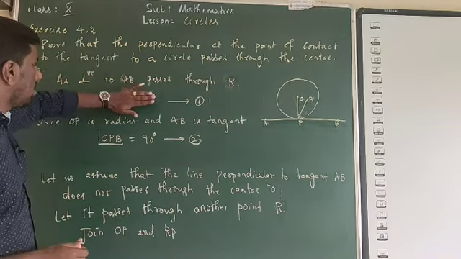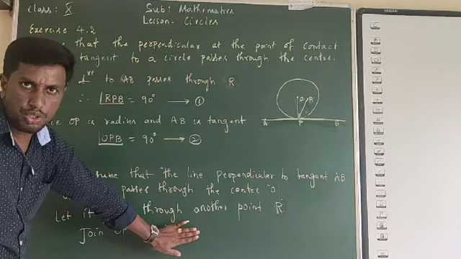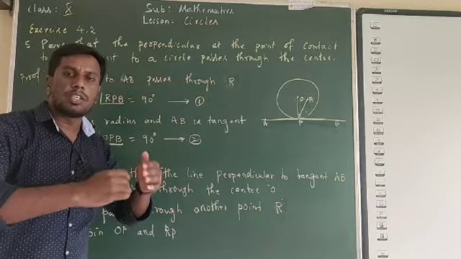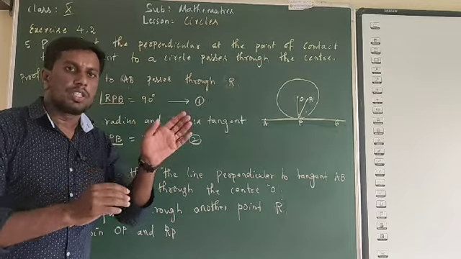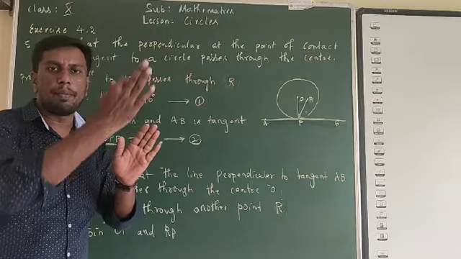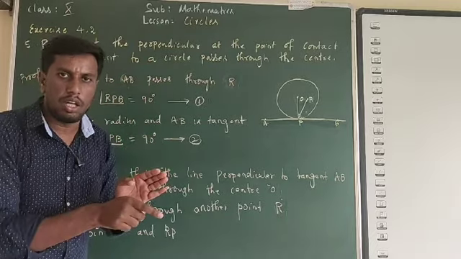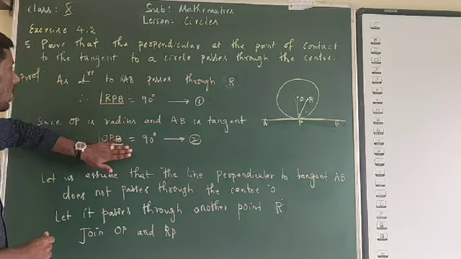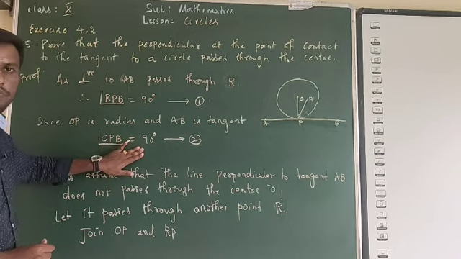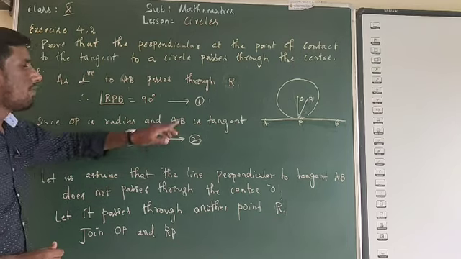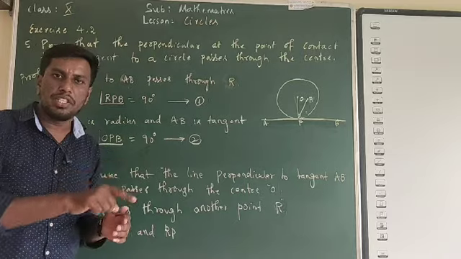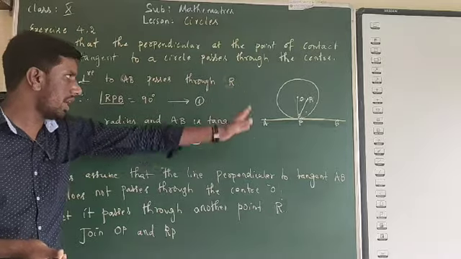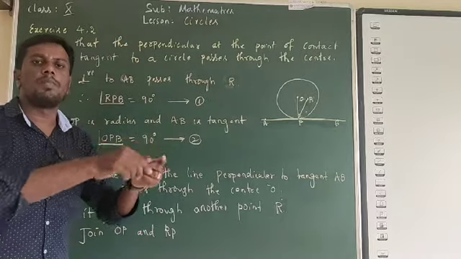So equation 1 is from our assumption. What is our assumption? We have assumed that the perpendicular to AB passes through R. It does not pass through the center O. It passes through some other point, which is R. That is from our assumption by the contradiction method. Equation 2 is from theorem 1, that the tangent and radius are perpendicular to each other. Therefore, angle OPB is 90 degrees, as OP is the radius and AB is the tangent.